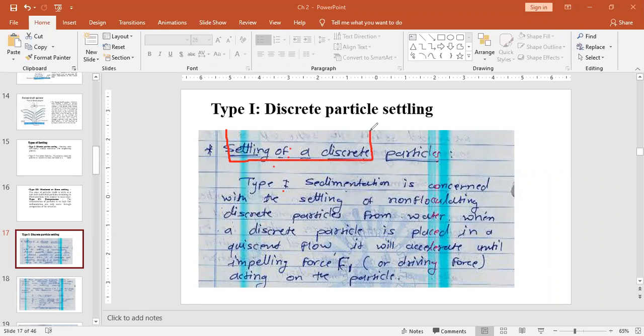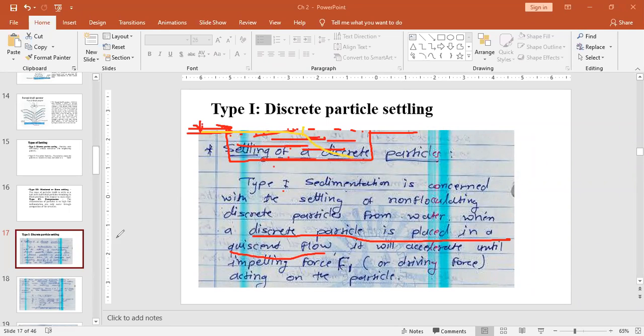Here is the tank which I have already shown to you earlier. The water is coming into this tank through this inlet. Assume this is a completely filled tank, and water is entering here. When the particle is placed into this quiescent flow, it will accelerate until the impelling force, or driving force, acts on the particle. It will keep accelerating in the tank while the impelling force is acting on it, and as it moves forward, the driving force starts decreasing and it may fall down.